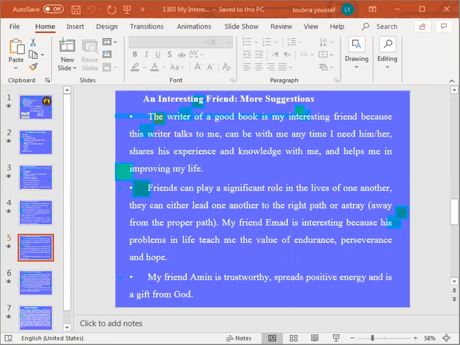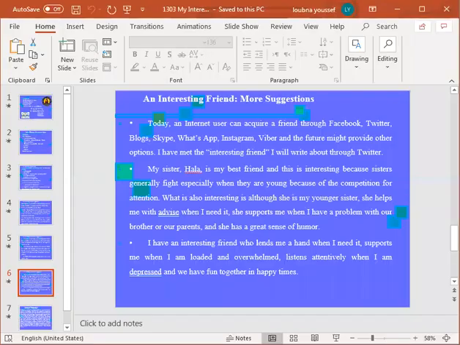This is another important point. The writer will provide evidence of how his friend is a gift from God. Now, let's move on to the following slide.